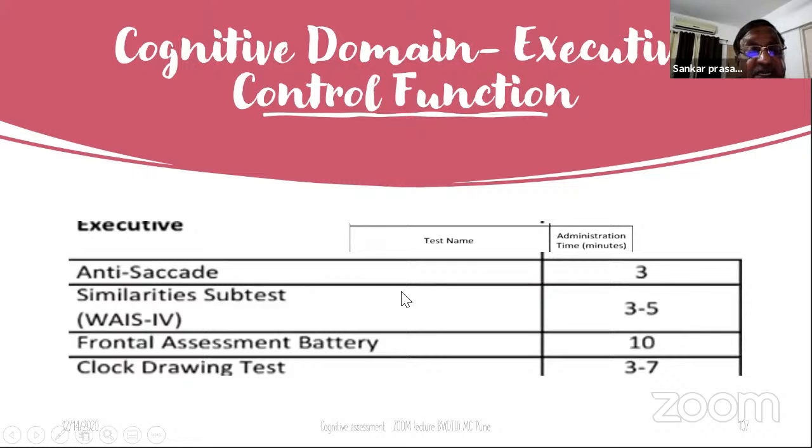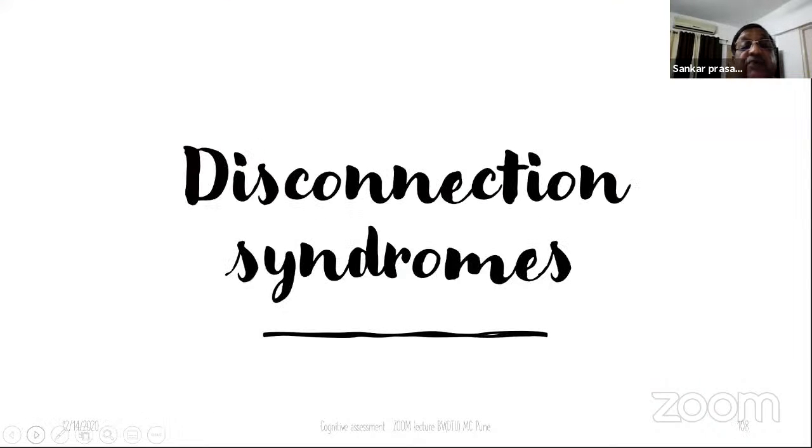So what about visual dominant executive control function? Anti-saccades will take 3 minutes. The similarity subtest you can do in 3 to 5 minutes. Frontal assessment battery takes 10, and all of you should do the clock drawing test. Clock drawing test is the simplest, easiest test which you can perform.